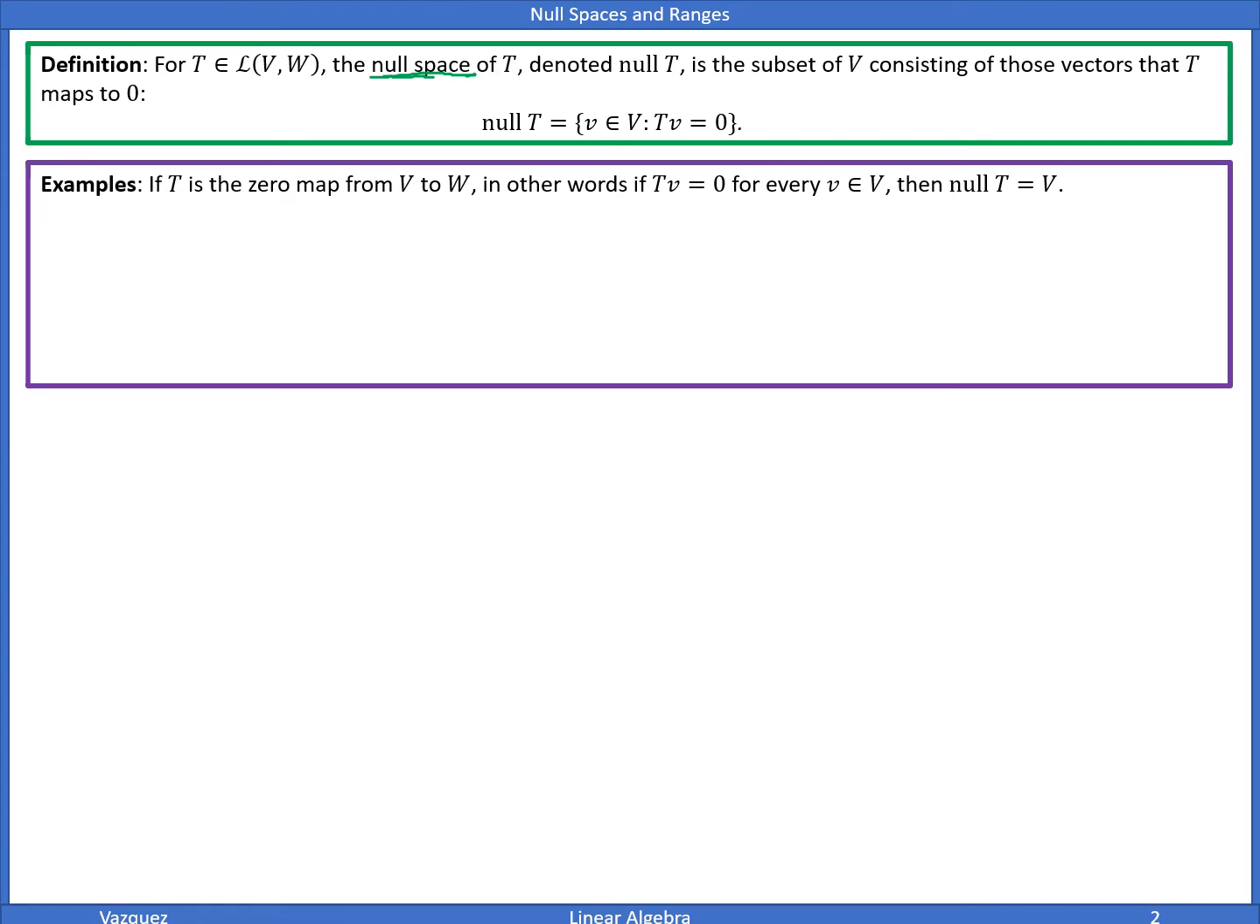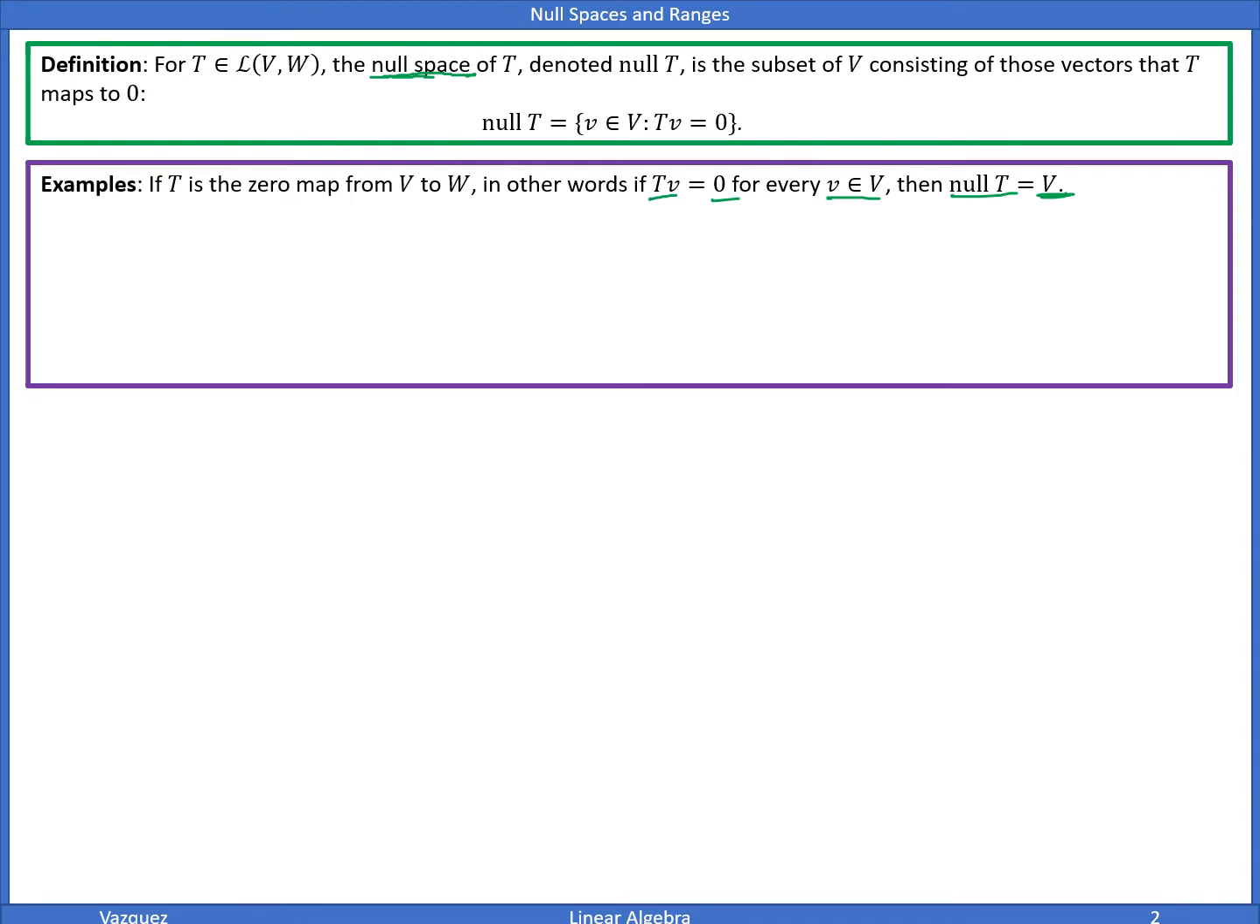So first one, if T is a 0 map, we saw this in the last lecture, the 0 map. If T is that 0 map from V to W, then for every vector in V, T times V is equal to 0. What does that mean? That means that for all vectors V and W, well, this linear map just maps it to 0. Therefore, the whole space V is equal to the null space of T.